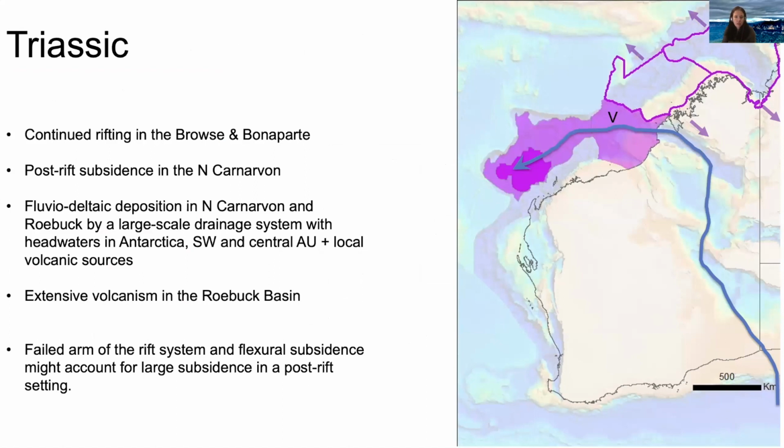So one of the interesting questions about the Triassic is what caused such a large subsidence in a post-rift setting. And I guess Chris has some ideas about that, but it might be a combination of the failed arm of that rift system allowing the creation of subsidence, and the flexural subsidence of such a thick sedimentary sequence.